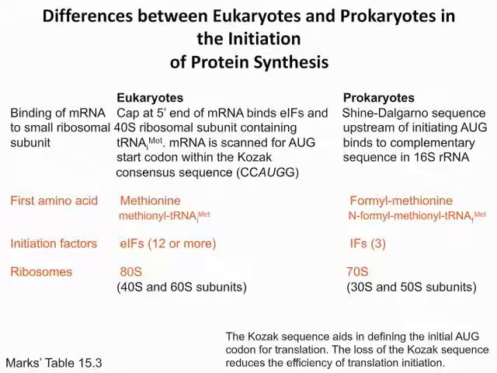Prokaryotes have the Shine-Dalgarno sequence. They have formyl methionine as their first amino acid. They use initiation factors, and then they have the 70S ribosome. So just pay attention to this slide. Know the key differences, especially those highlighted in red.